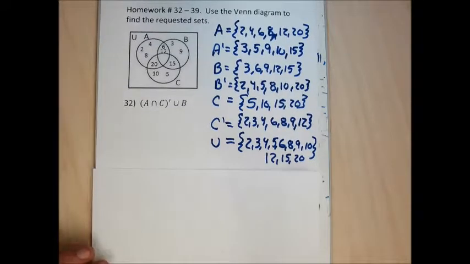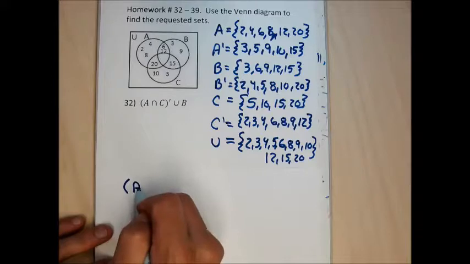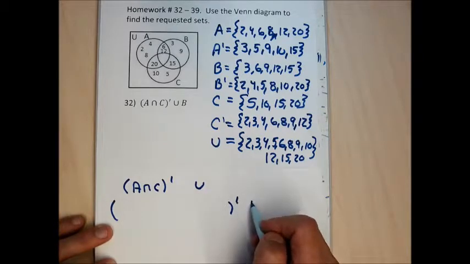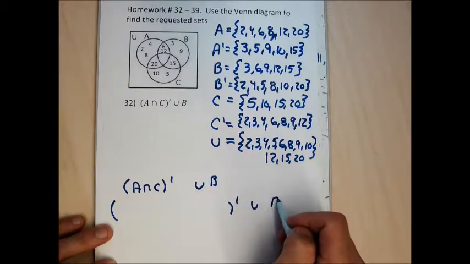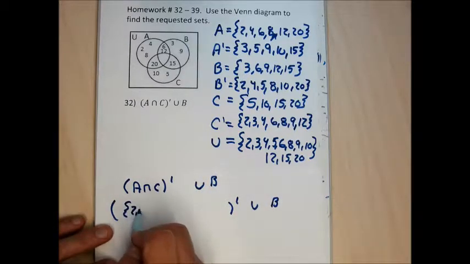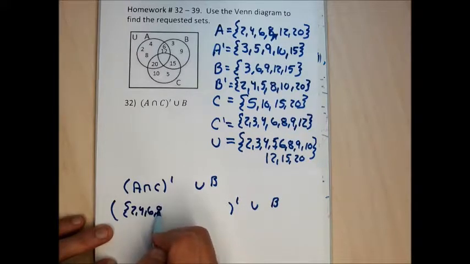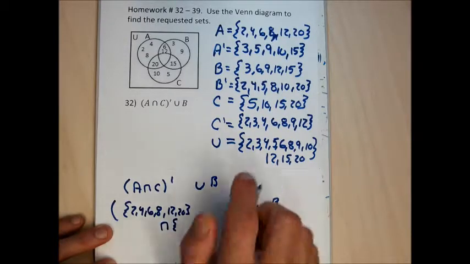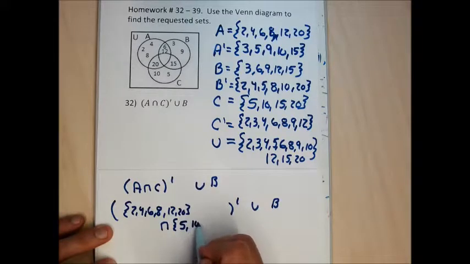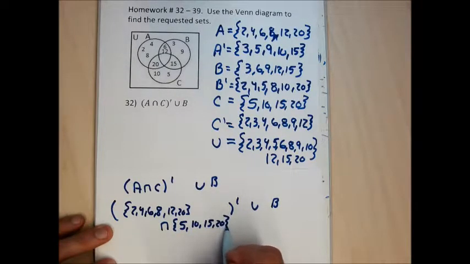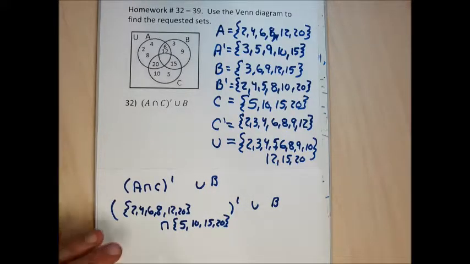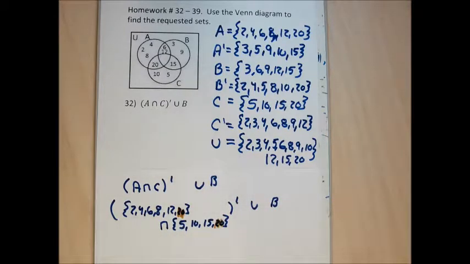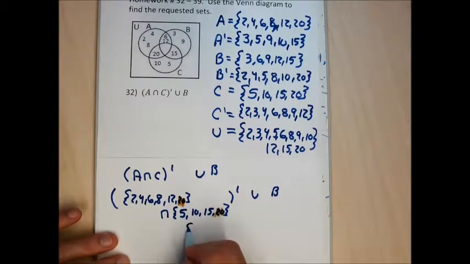This is a horrible problem, 32. So for 32, the first thing I want to work on is the inside of the parentheses. And inside the parentheses, I need to do A intersection C. So in place of A, I'm going to put the set containing 2, 4, 6, 8, 12, and 20. And then the intersection symbol, and in place of C, the set containing 5, 10, 15, and 20. When I intersect, I find out what those sets have in common. And what those sets have in common, I think, is just the number 20. So A intersection C is going to be replaced with the set that only contains the number 20.